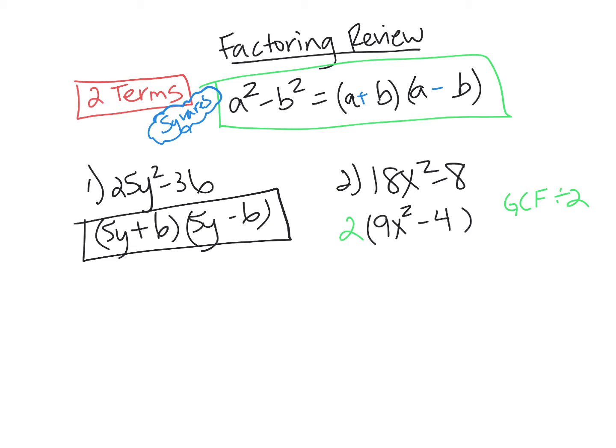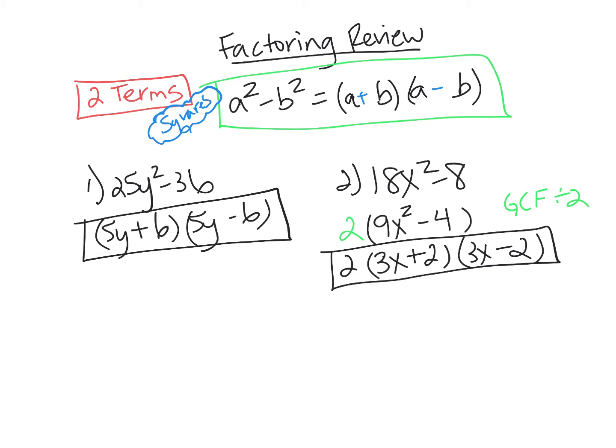So now, ding, ding, ding, 9 and 4, those are perfect squares, special kind of numbers. So I will be able to factor that as a parenthesis. Square root of 9x squared is 3x. Square root of 4 is 2. One's positive, one's negative, and we're done. So again, one way to check your answer is you could graph 2 times 9x squared minus 4, or 18x squared minus 8, and that should match 2 times 3x plus 2 times 3x minus 2.